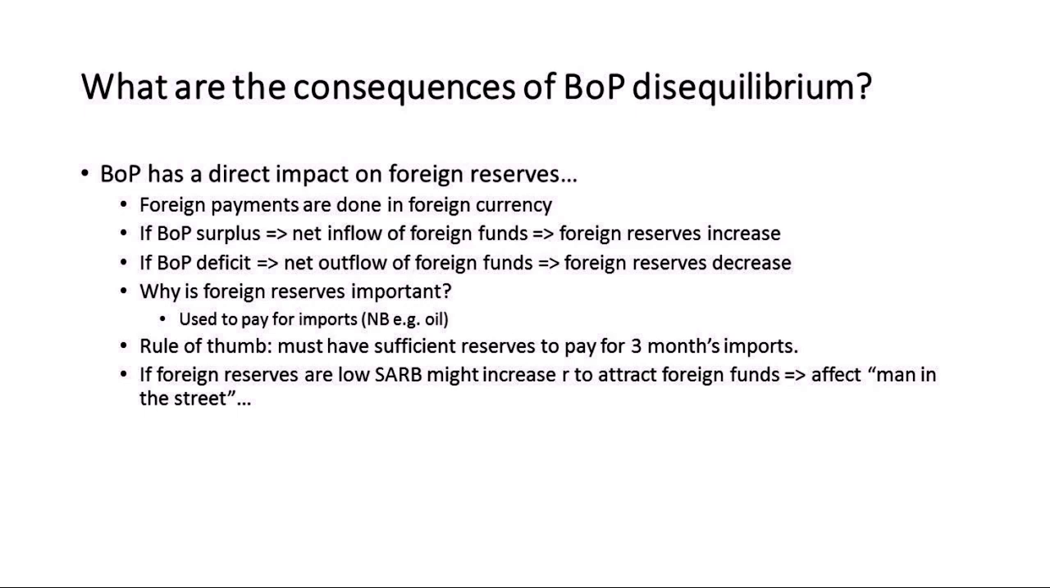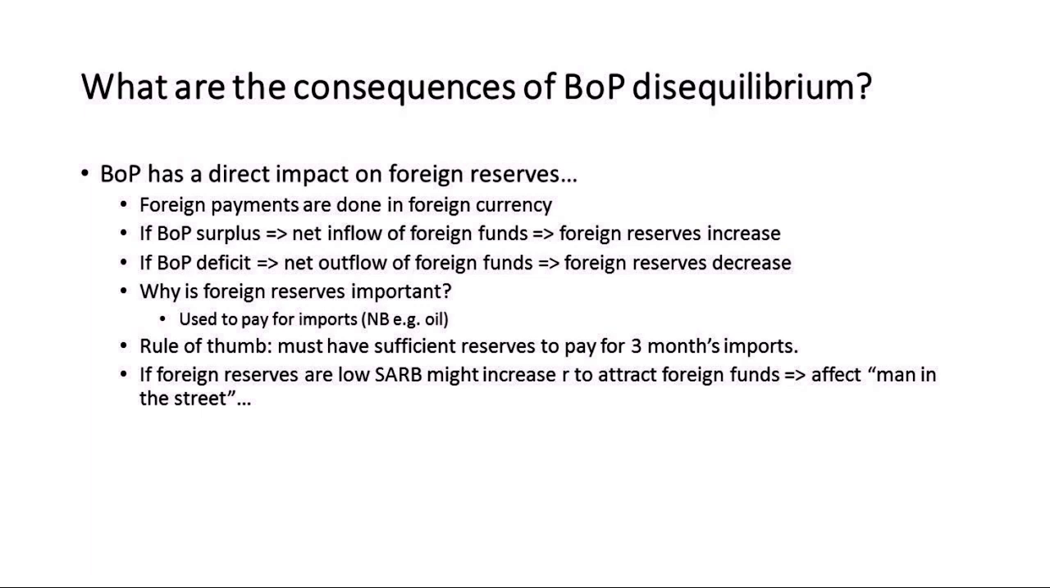Now, what are the implications of a disequilibrium? Typically, it has an impact on foreign reserves. Now, we use foreign reserves when we make foreign payments. So that could be dollars or yen or euros, for example. If the balance of payments has a surplus, that means there's a net inflow of foreign funds and our reserves increase. But if the balance of payments is in deficit, there's a net outflow of foreign funds and our reserves decrease.